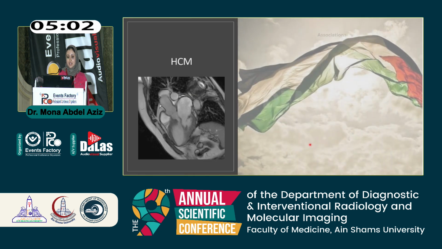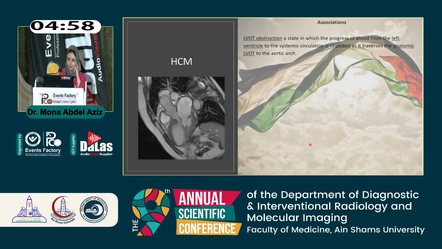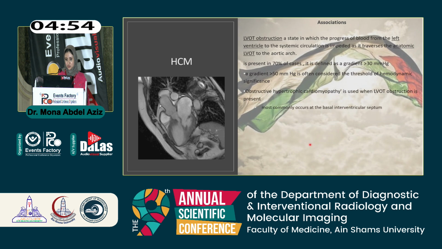First, we will talk about the associations and how we can diagnose them by MRI. First, and the most important association, is the LVOT obstruction. This is a 3-chamber view, which is the best for assessing the LVOT obstruction, as we will discuss later.